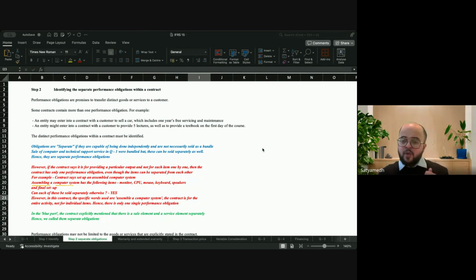And I enter into a contract with Praveen and I tell him, Praveen, I want to buy a computer system. Can you deliver a computer system to my location? Praveen says yes. So what has Praveen promised? He has not promised that he will give me a monitor or he will give me a mouse. He has promised to come to my location, assemble all the components together, and set up my computer system. So his promise is to deliver the entire assembled computer system.